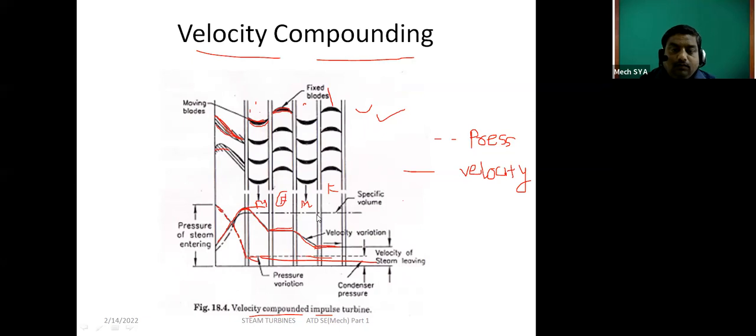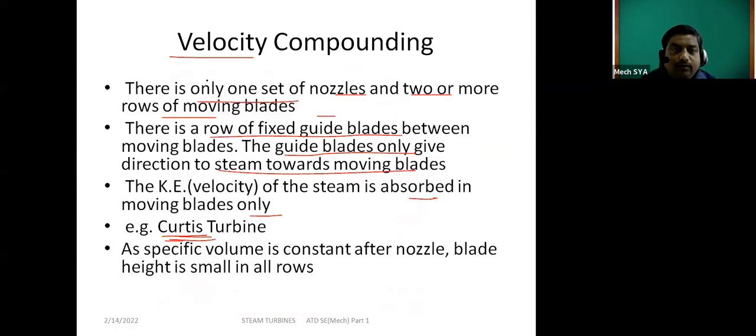When we draw it, only then will we understand. In velocity compounding, there is only one set of nozzles, because we are absorbing only velocity. The purpose is not absorbing pressure. If you want to absorb pressure, we have to go for more than one, two or more rows of nozzles. But here there is only one nozzle, with two or more rows of moving blades, and in between them there is also a row of fixed guide blades. So it is very important.